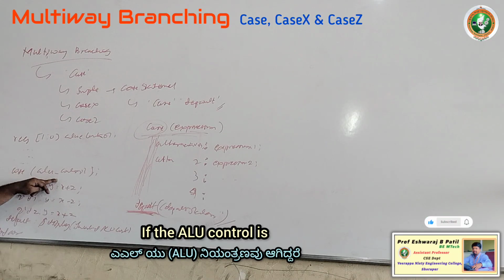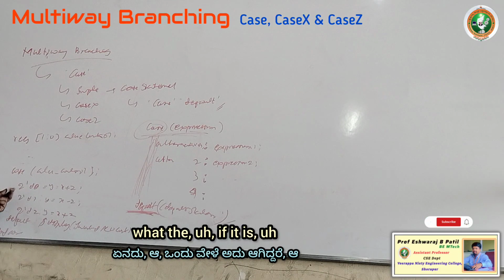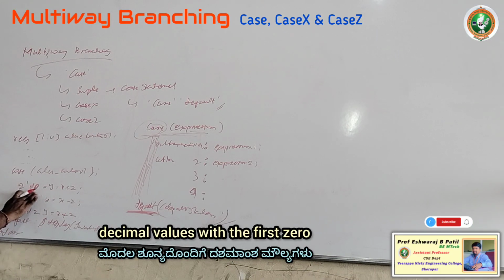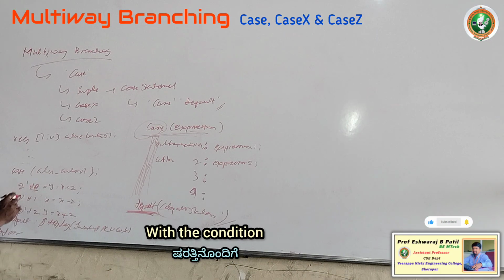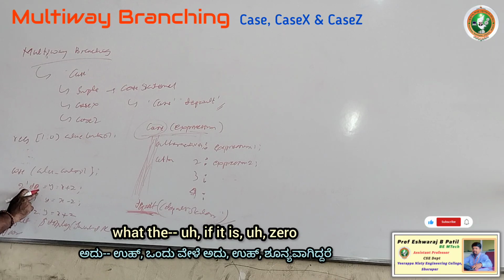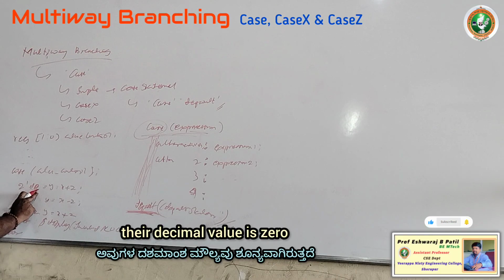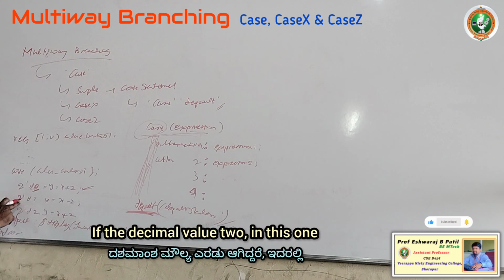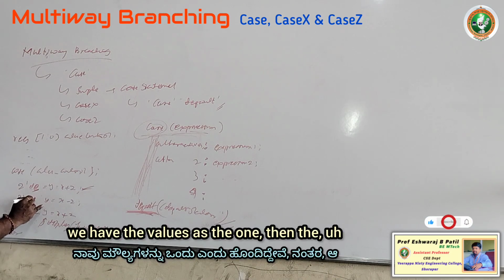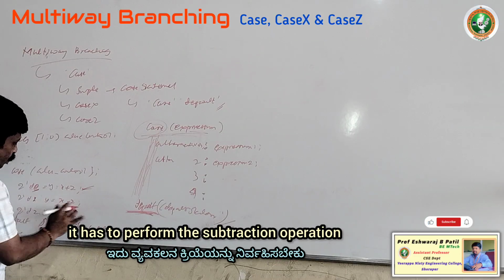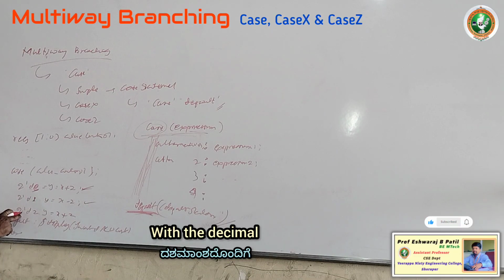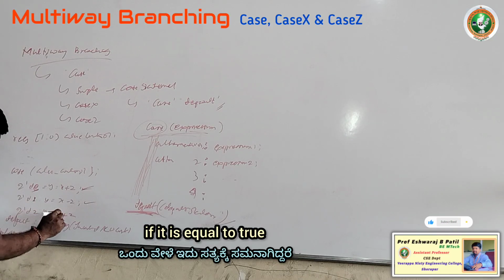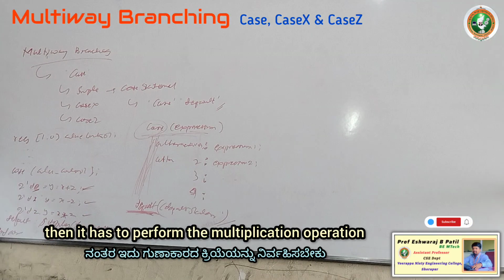For the ALU control, we are mentioning 2-bit decimal values. The first condition is if it is 0, the decimal value is 0, then it has to perform the addition operation. If the decimal value is 1, then it has to perform the subtraction operation. With the decimal value 2, if it is true, then it has to perform the multiplication operation.